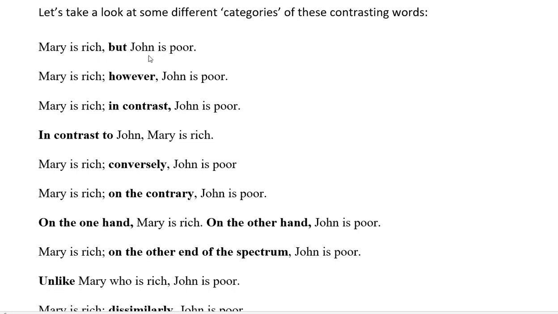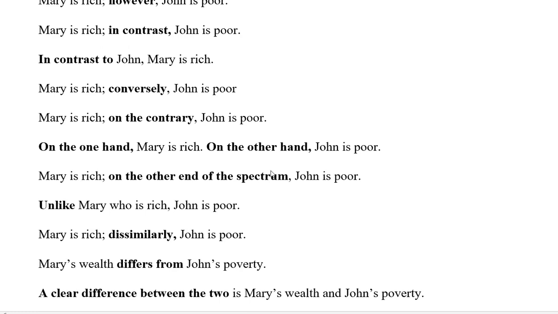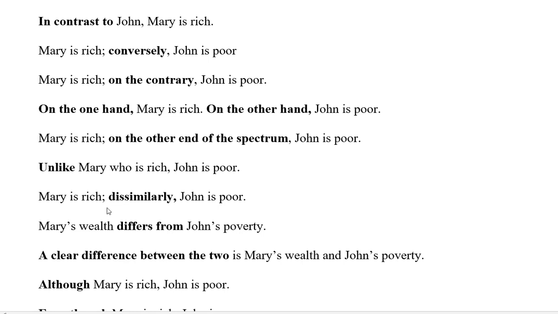I have many students who write essays and they just write but, and, but, and. And so instead of using but, you would use however, in contrast, conversely, on the contrary, on the one hand, on the other hand. Mary is rich. On the other end of the spectrum, John is poor. Unlike Mary, who is rich, John is poor. Mary is rich. Similarly, John is poor.